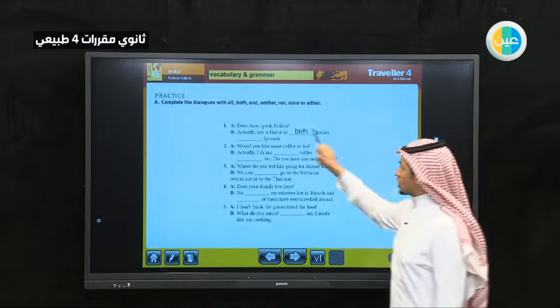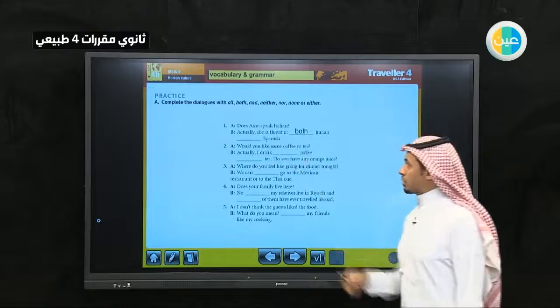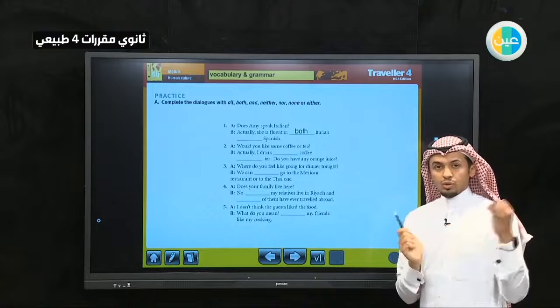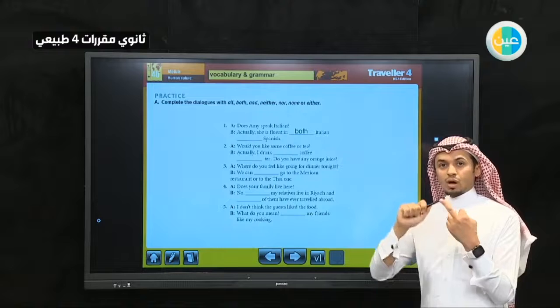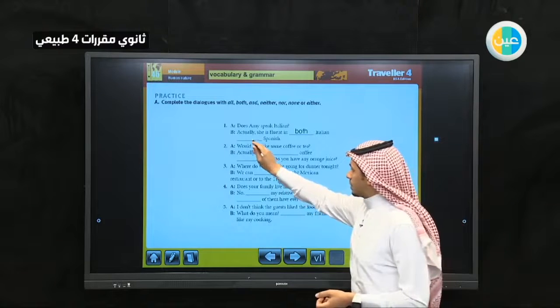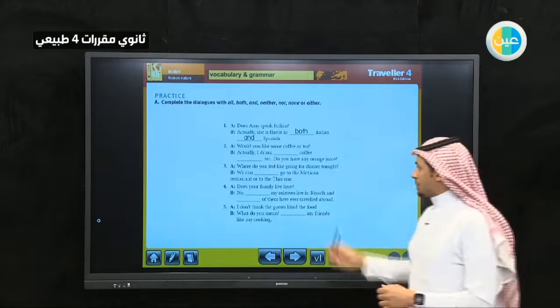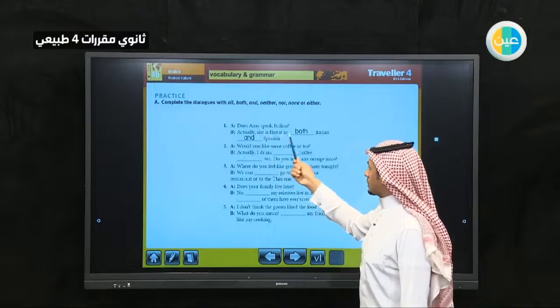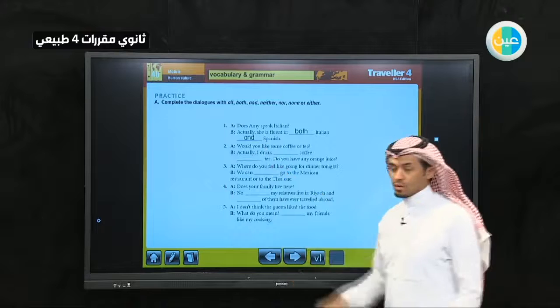Which word of these do we use with both? Do we use nor or and? Which one of these? We use and. So actually she is fluent in both Italian and Spanish.